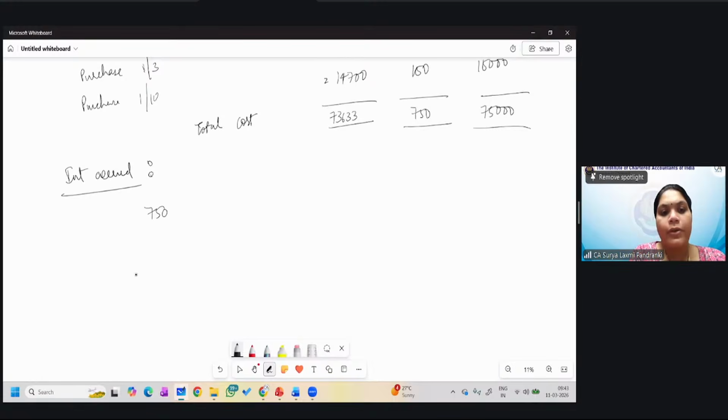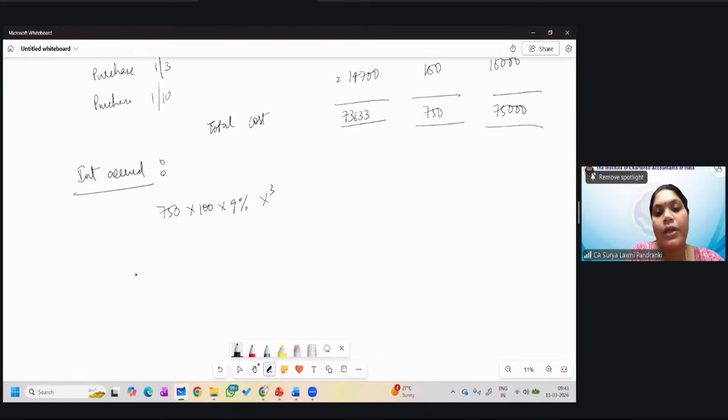So 750 units into 100 each into 9%. Into how many months? Interest accrued has to be calculated for how many months now? Are you all there? 3 months. Last 5 minutes, we'll finish. How many months interest accrued? 3 months. How 3 months? It is because the last interest was paid on 30th September, then October, November, and December. We are closing our books of accounts on 31st December. So for 3 months, we are calculating interest accrued.